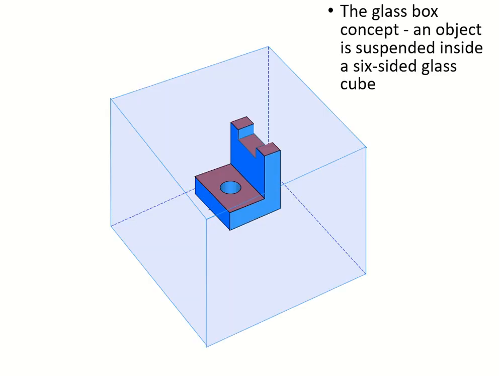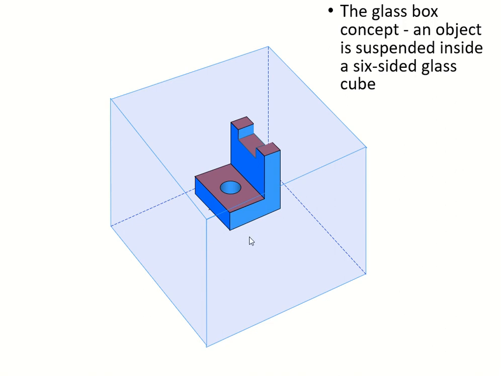Alright, the next lecture is on the glass box concept, so let's take a look at it. So this concept, we imagine we have an object, and that object is suspended inside a six-sided glass cube. Okay, so here is your cube, and of course if you count the sides, you have 1, 2, 3, 4, 5, and then the bottom is the 6.